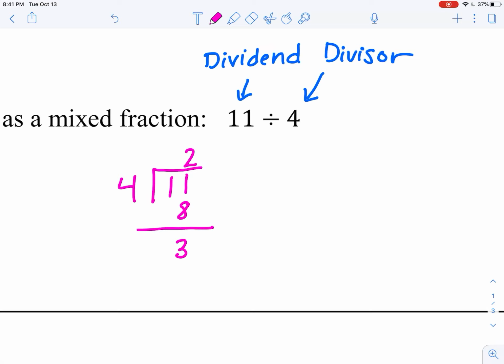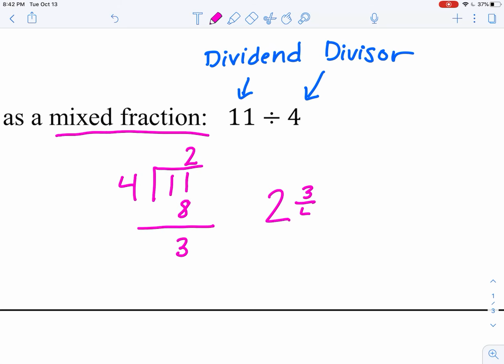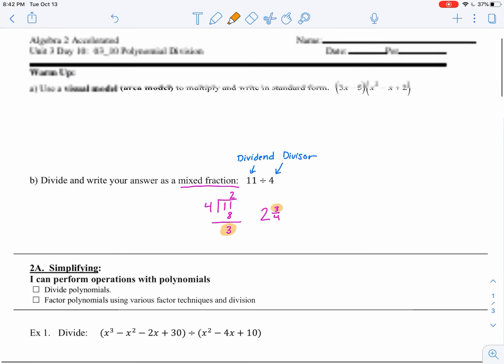And so when I write this out as a mixed fraction, I have 2 wholes, 2 whole times that it goes in, and then 3/4 of a time after that. I take that remainder right here, and I write it as a fraction over my divisor. So we're going to use that same strategy when we're dividing polynomials.